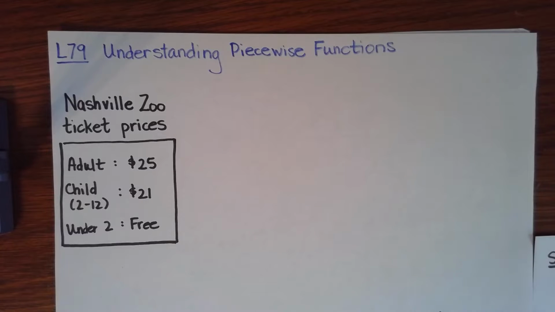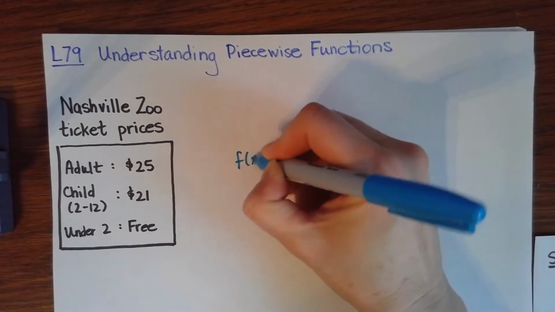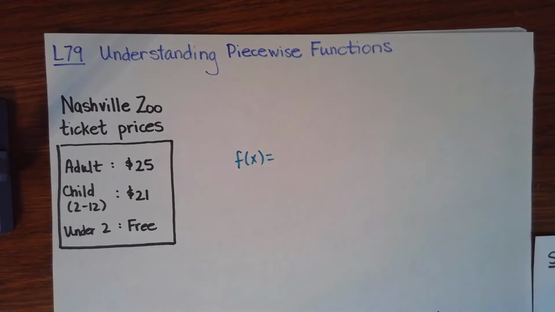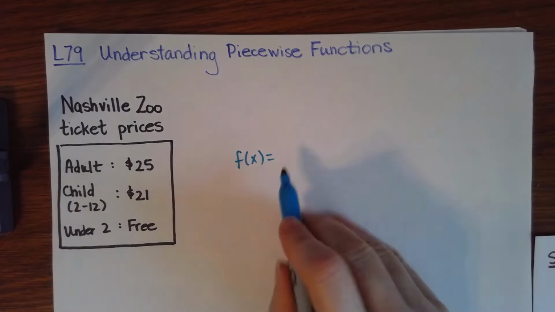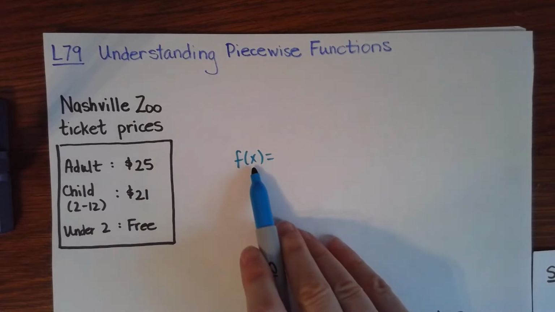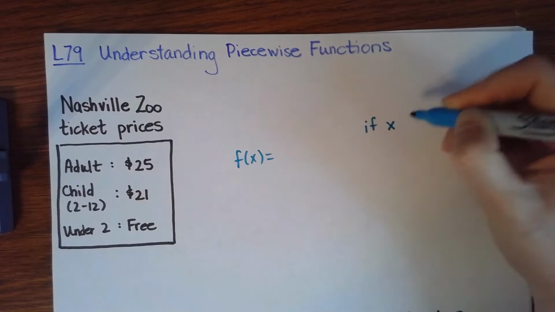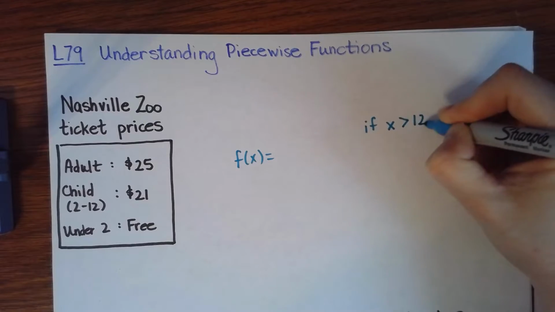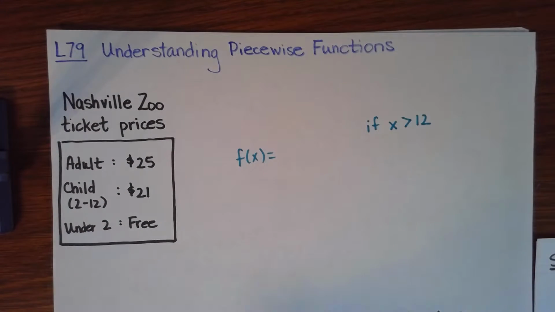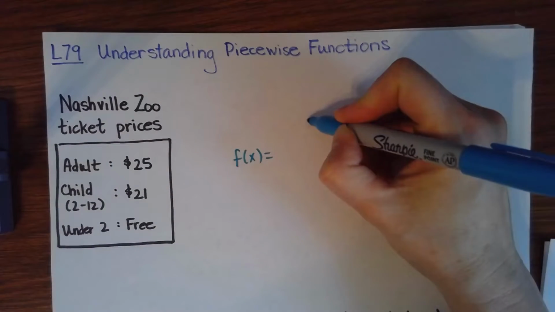Okay, so this is actually an example of a piecewise function. So if you had to write what this would look like in function notation, and write f of x equals, okay, well, there isn't just one function, or you can just write one rule for it. You actually have to write different rules based on what the input x is. So if x is greater than 12, then that counts as an adult. And then when I put numbers like that in, then the value will be $25.